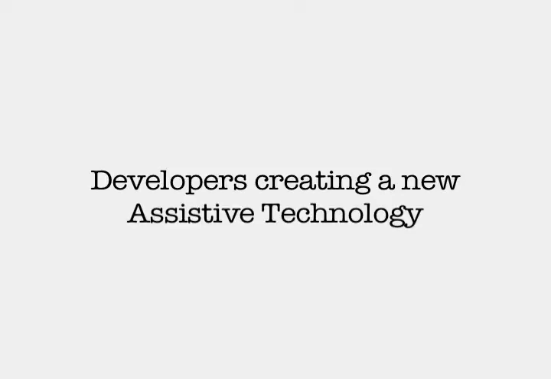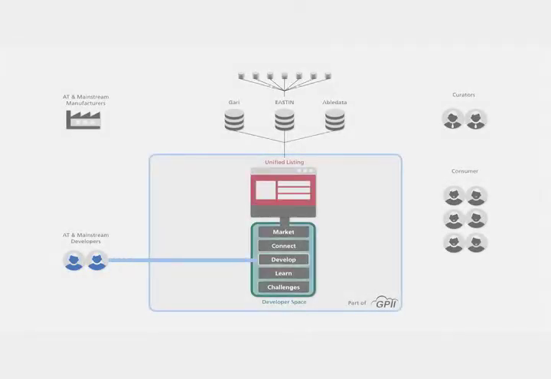Developers creating a new assistive technology. We'll start off with developers who are creating a new assistive technology. Developers can use components from the Develop section to help them create the product faster and also save on development costs. When they're done and ready to market it, they can use the marketing component of the DeveloperSpace to insert the new product into the unified listing.